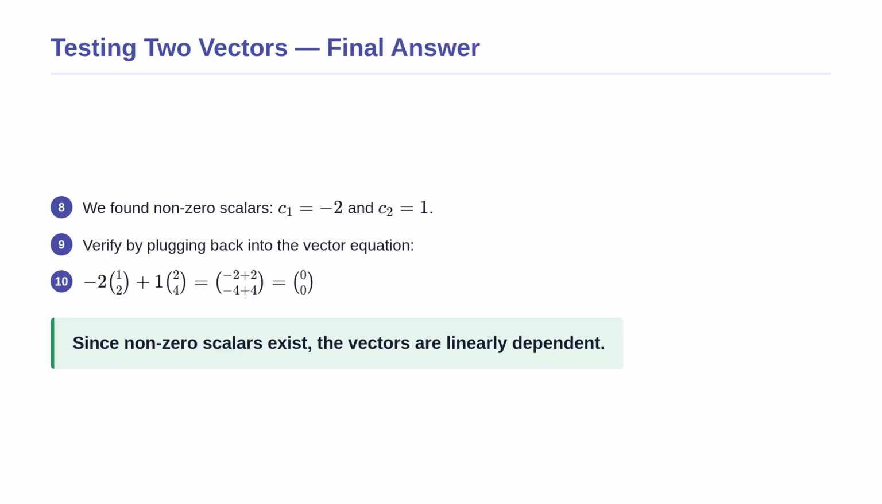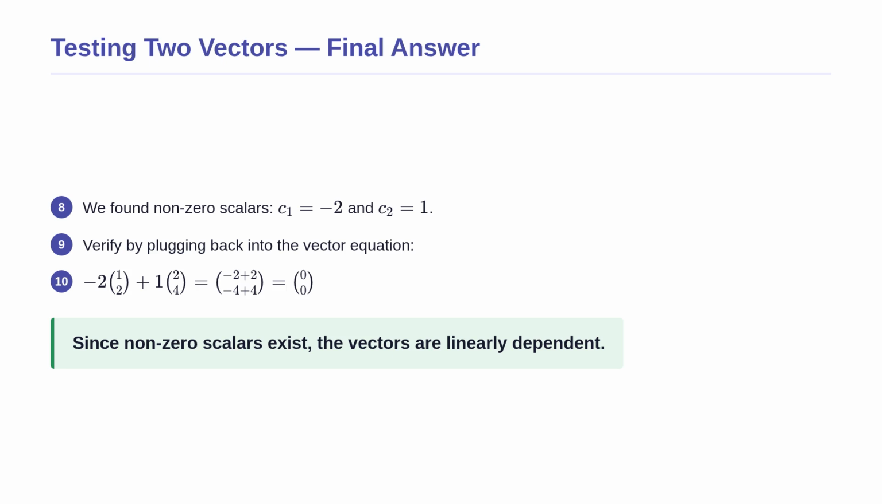Now that we have our scalar values, we must plug these specific numbers back into our original vector equation to verify that they actually work. We multiply each vector by our chosen scalars and add the results together. The math perfectly cancels out, leaving us with the 0 vector.